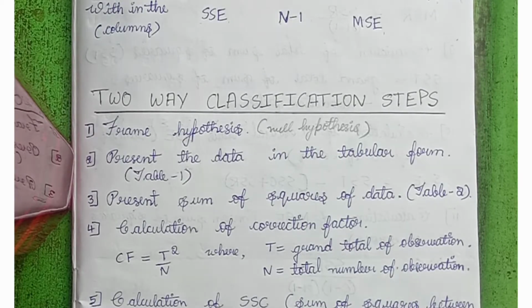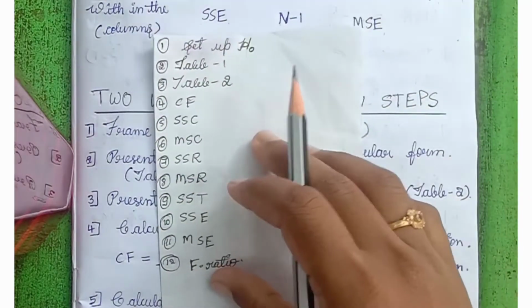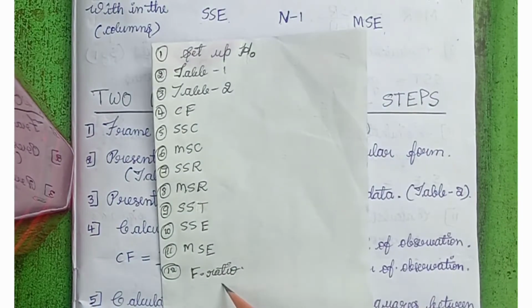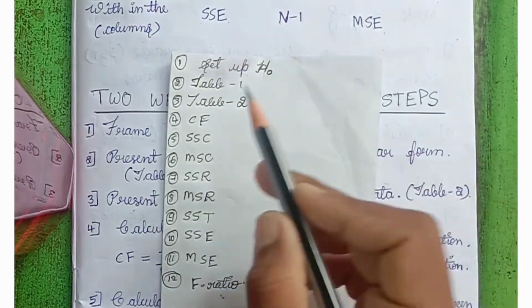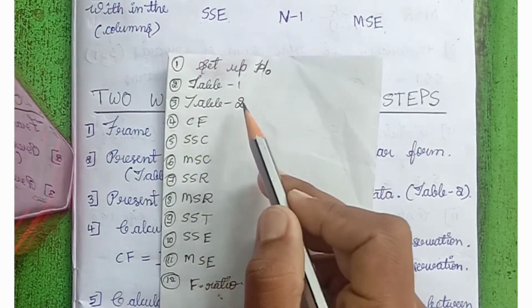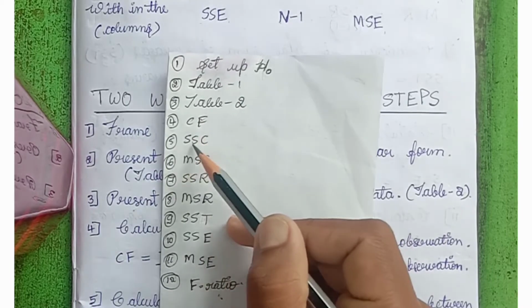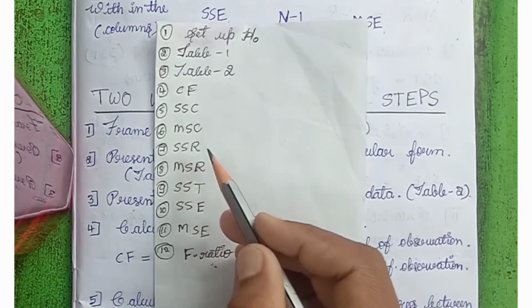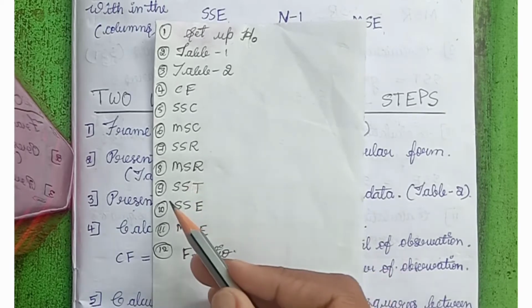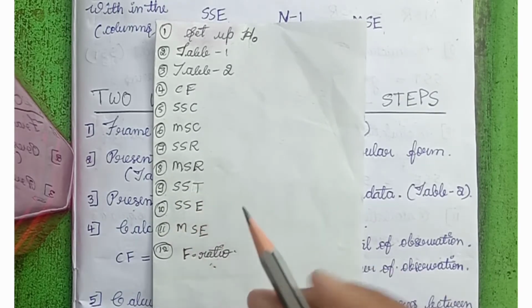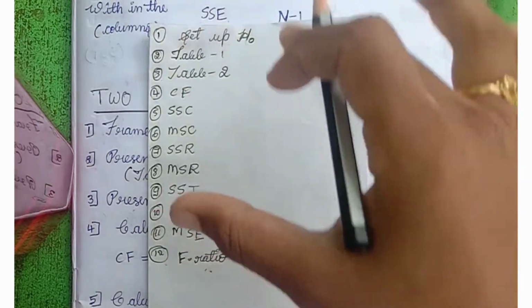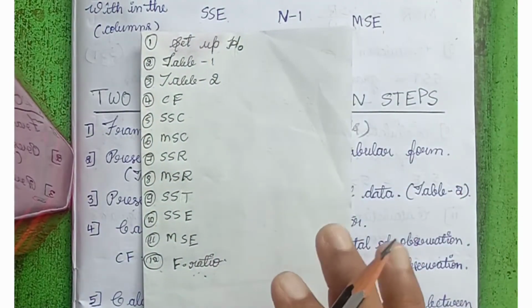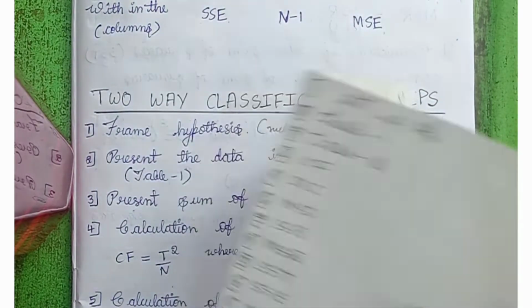So in this video I am going to explain the steps of two-way classification. Before that, you have to be thorough with these 12 steps. First, we have to set the null hypothesis. Second step, table 1. Third step, table 2. Fourth, CF. Fifth, SSC. Sixth, MSC. Seventh, SSR. Eighth, MSR. Ninth, SST. 10th, SSE. And 11th, MSE. And 12th, the F ratio we have to find. When you are thorough with these steps in order, you will find it easy to do the problem of two-way ANOVA.